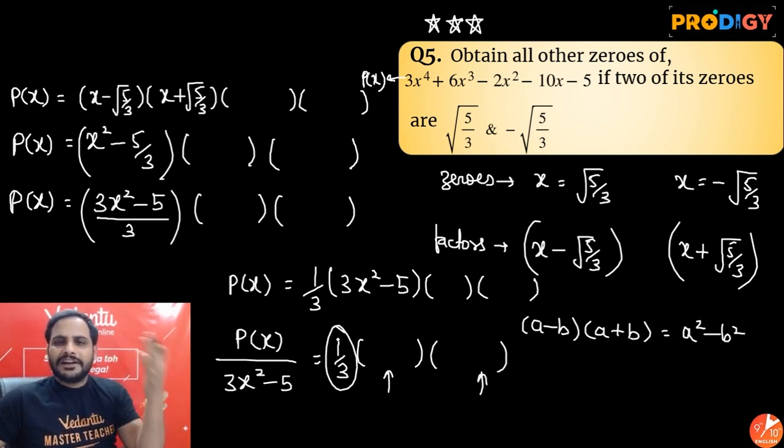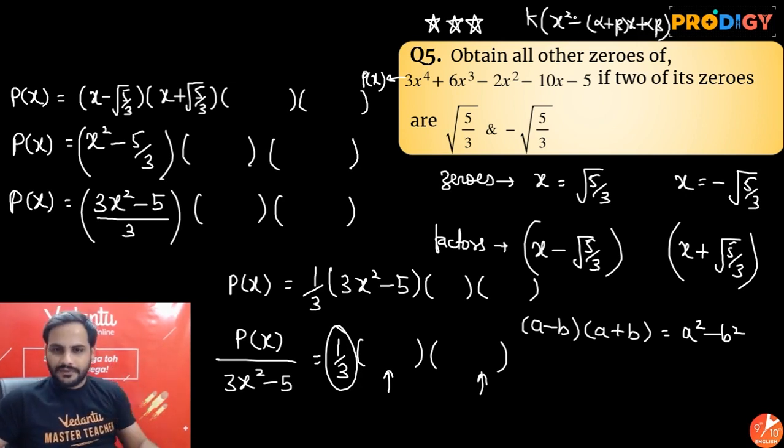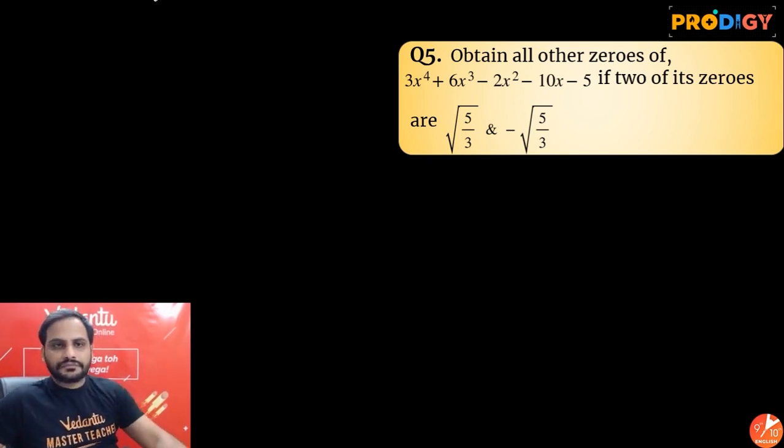If I multiply a polynomial with any constant number, it does not change its zeros. And remember, we write k times (x square minus (alpha plus beta) into x plus alpha beta), because multiplying with the coefficient does not change its zeros. So the remaining 2 zeros I will get by dividing this polynomial p(x) by 3x square minus 5. Alright. So let us divide this polynomial.